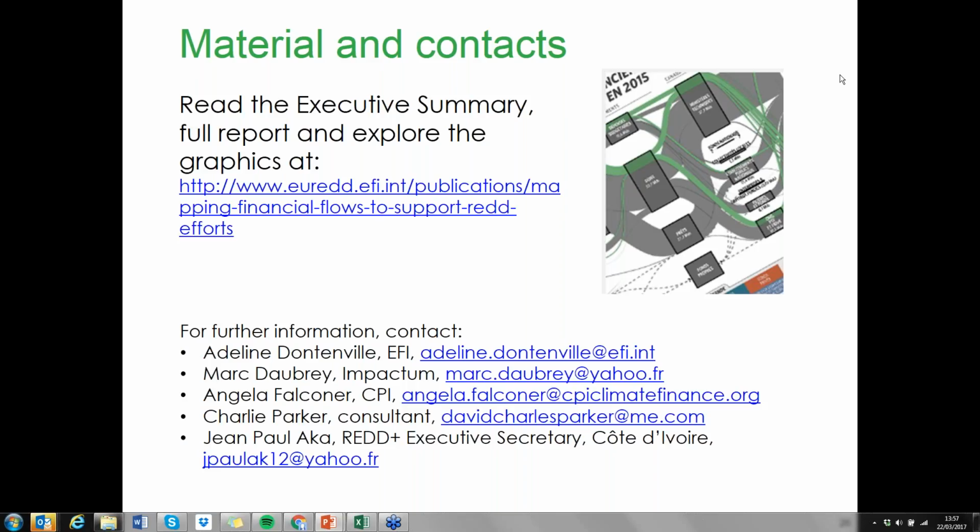Yet, on the other hand, we also discovered that a large share of donor funding is actually not aligned to REDD+ priorities. We might be having some connection issues there.